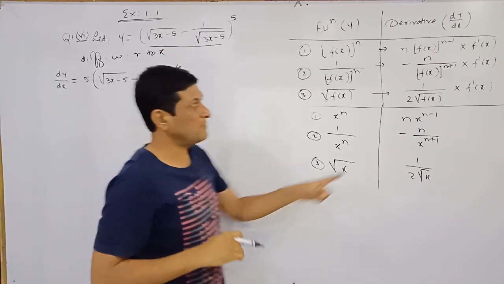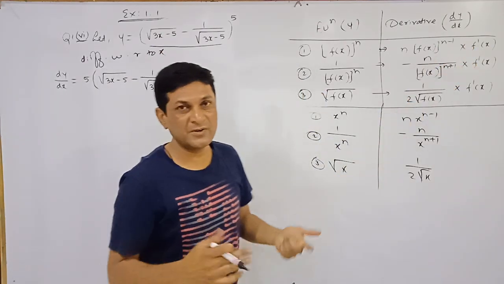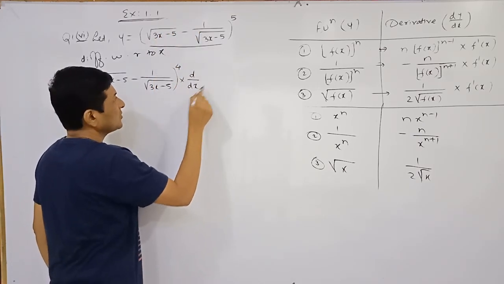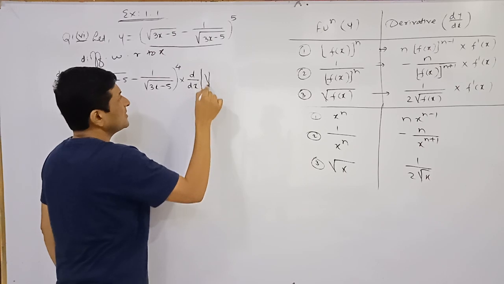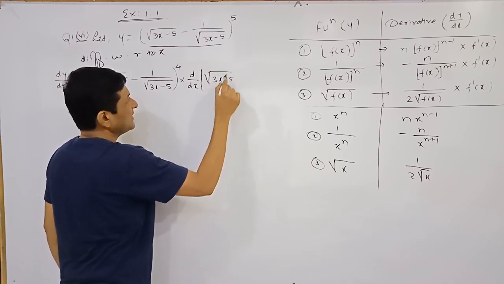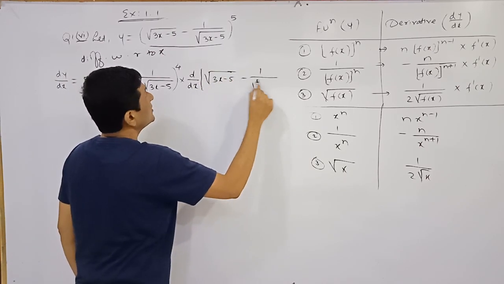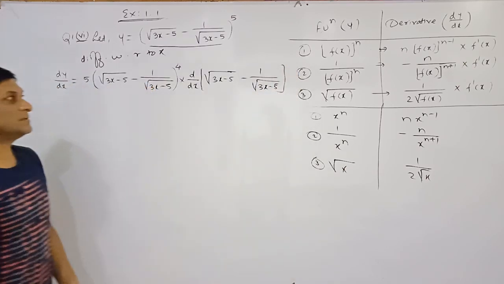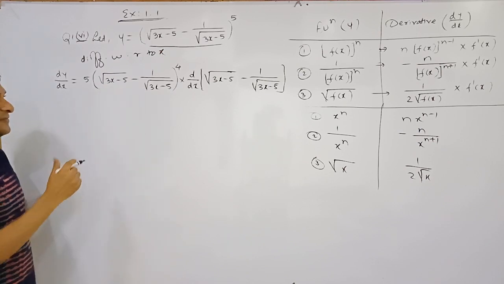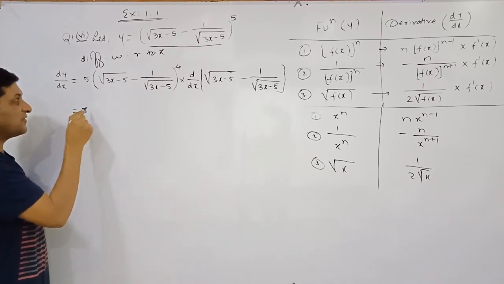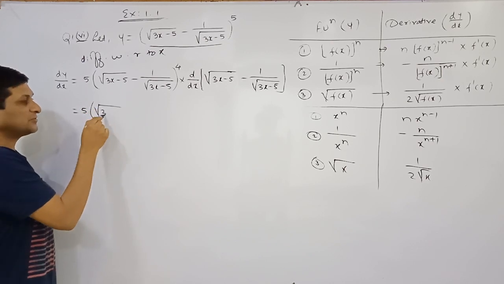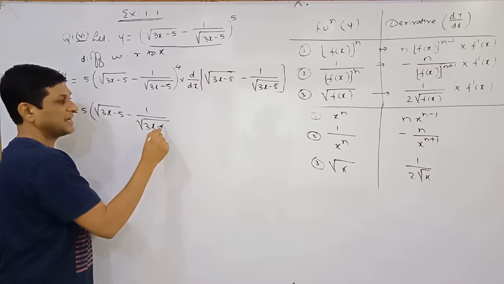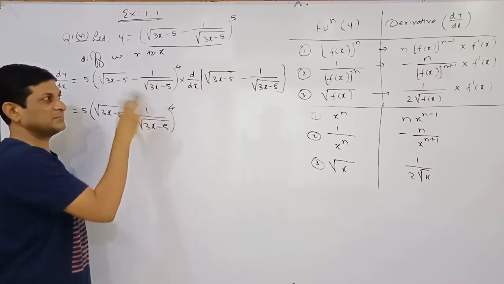Into what? F dash of x. F dash of x means what? Derivative of f of x. So this is your f of x. D by dx of under root 3x minus 5 minus 1 upon under root 3x minus 5. Okay. So here nothing is there to simplify. So keep this term as it is, which is equal to 5 into under root 3x minus 5 minus 1 upon under root 3x minus 5 raised to power 4. Means keep this first term as it is.